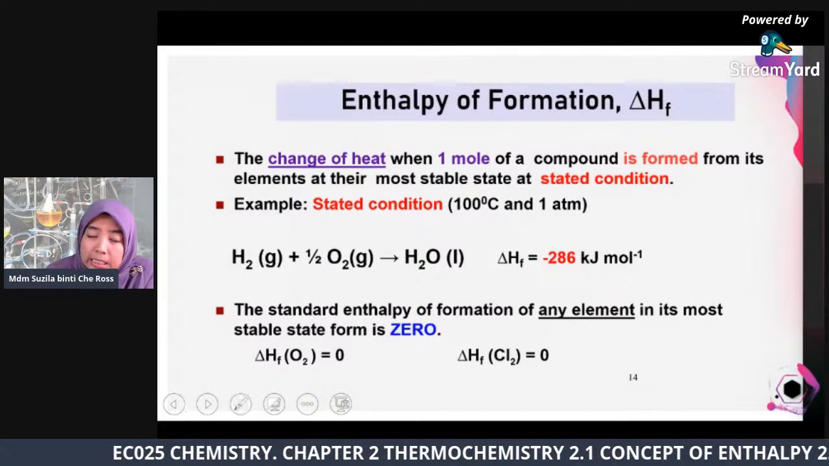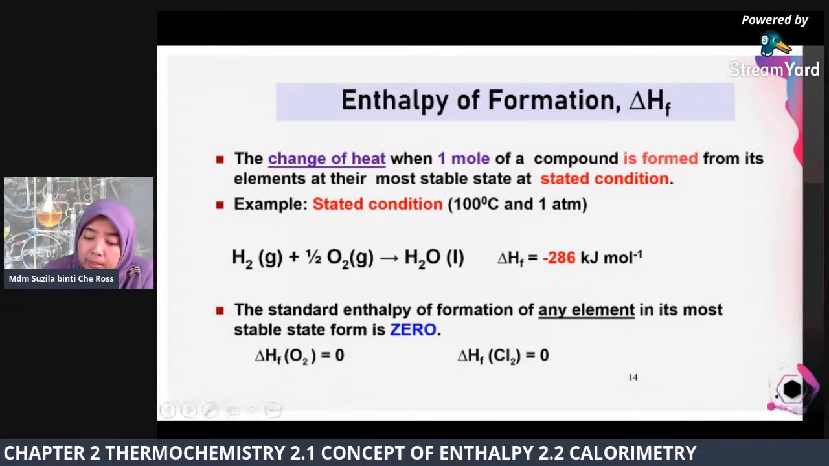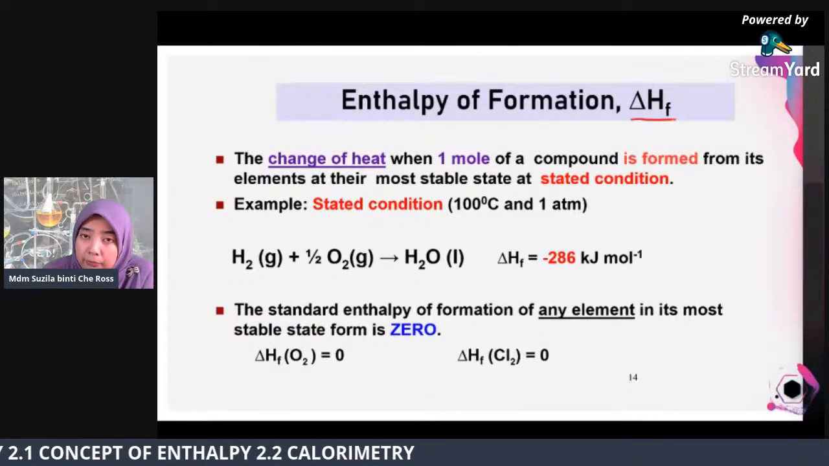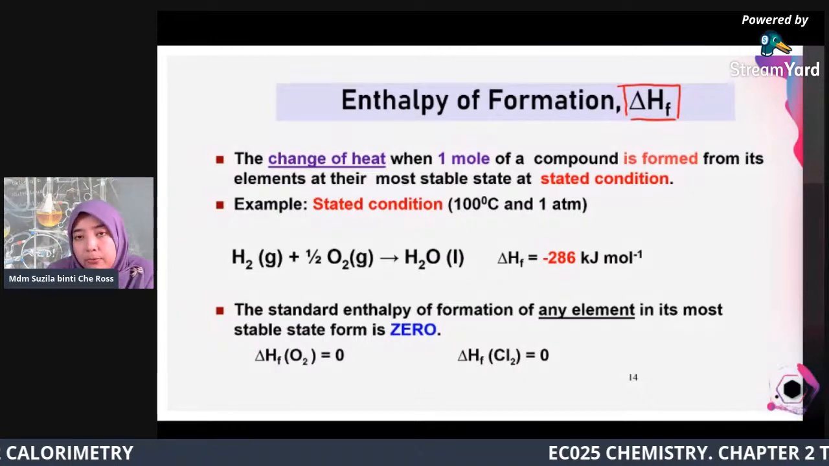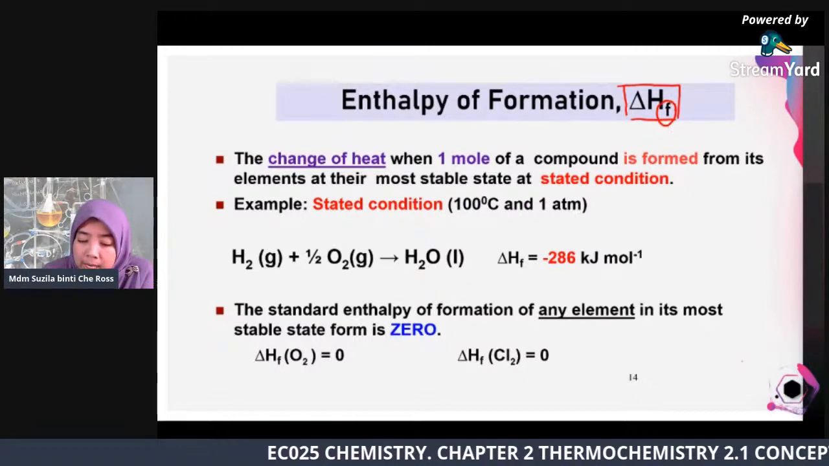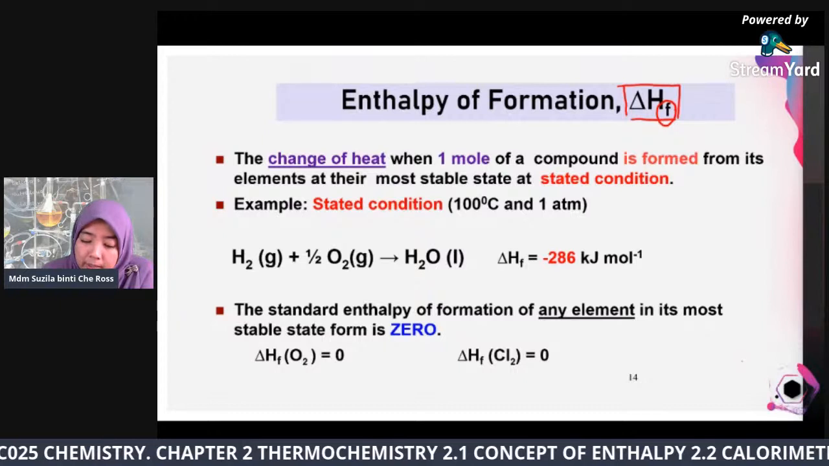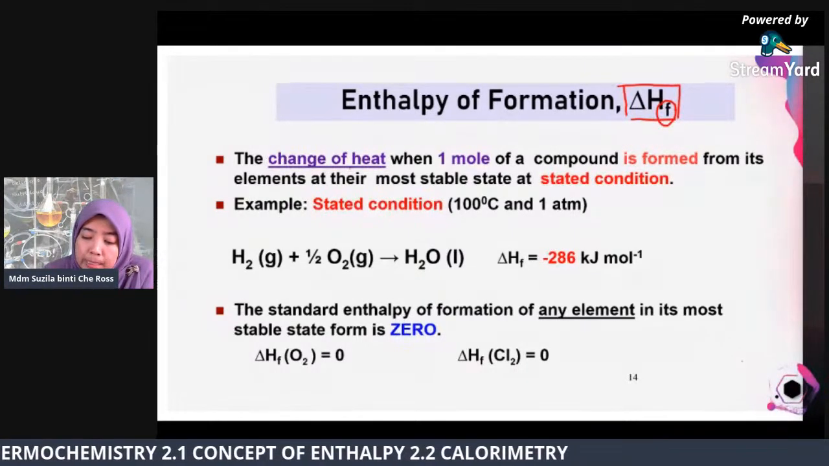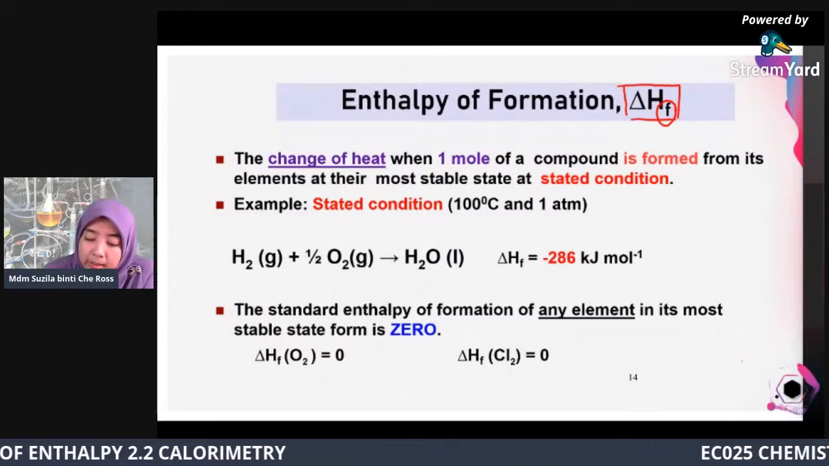So the first one is enthalpy formation. The symbol for enthalpy formation is delta HF, subscript F here for formation. Okay. So what is enthalpy formation? Enthalpy formation is the change of heat when one mole compound is formed from its element at their most stable state at stated condition.